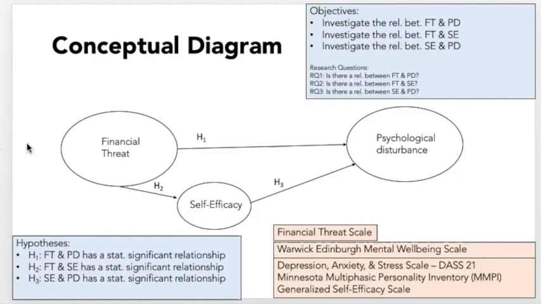Now, financial threat can be assessed by the financial threat scale. So basically a set of questions, I'll hand it over to my audience or my participants and they will rate it. And once they rate it, I have a score, like how much of perceived threat a person has. Okay, so financial threat can be assessed through financial threat scale.